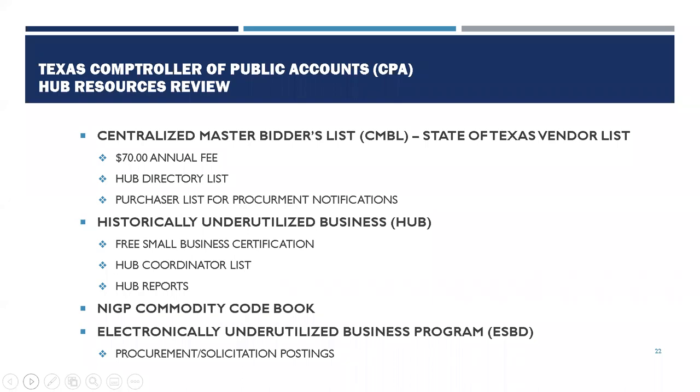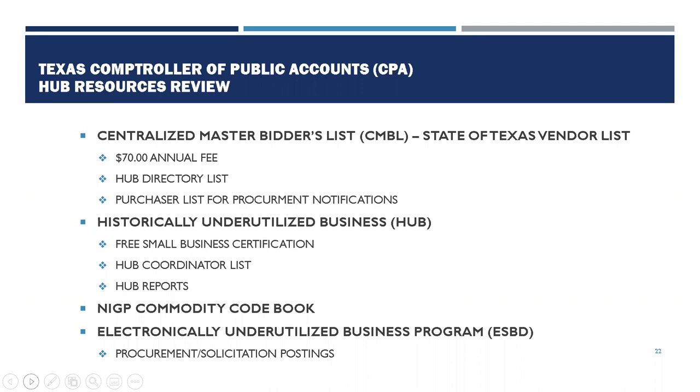The NIGP commodity codebook is important because that profile lists the types of products and services that the business can provide, and that's how purchasers are going to find the vendors and provide them those opportunities. The Electronic State Business Daily is a site that allows purchasers, and we see cities, counties, private companies, school districts, universities, agencies, anyone, to post any kind of opportunity on the Electronic State Business Daily. And it's driven by the NIGP codes.